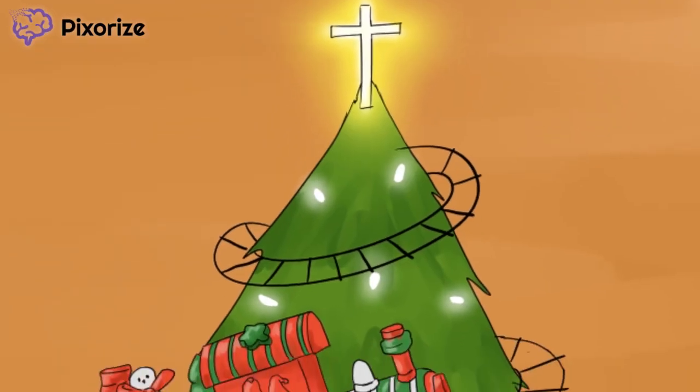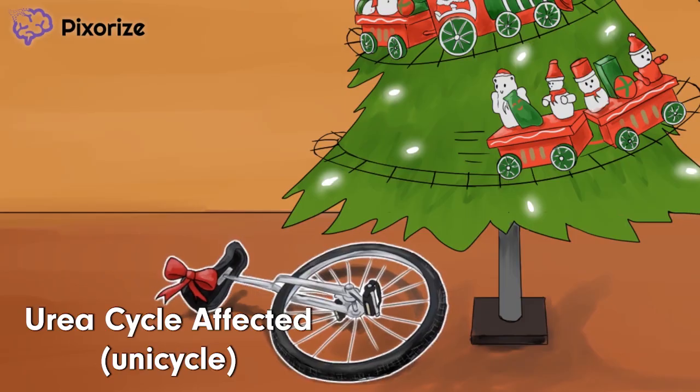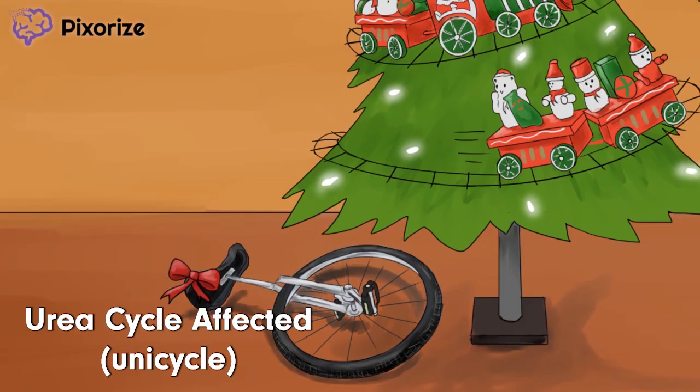Now, with every tree comes presents, and your dad has gotten you the best present of all, a unicycle. Isn't that what you've always wanted? Super practical for the morning commute, right?